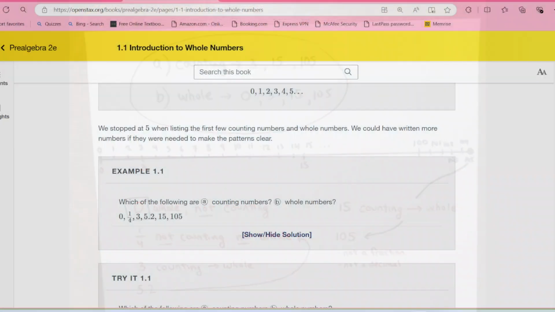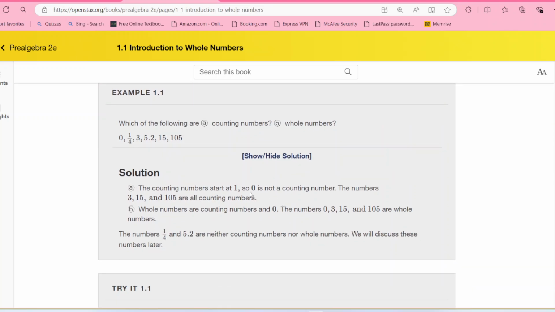So let's check it out. So see 0, not counting, so 3, 15, 105 for part A, and 0, 3, 15, 105 for part B, and then 1/4, 5.2 are neither counting nor whole. We will discuss these numbers later.